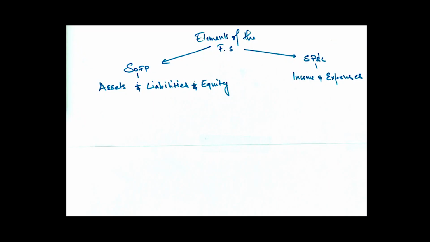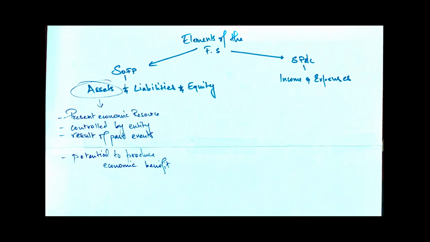Next, let's move on to the elements of the financial statement. Your financial statement is divided into your statement of financial position, which is your balance sheet, and your statement of profit and loss. Now, the SOFP has your assets, your liabilities, and your equity. An asset, by definition, is a present economic resource controlled by the entity as a result of past events and has the potential to produce economic benefits.